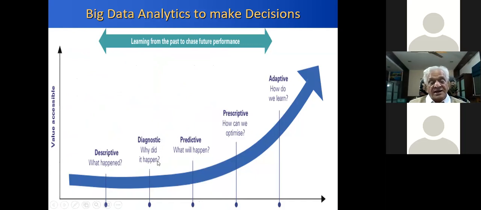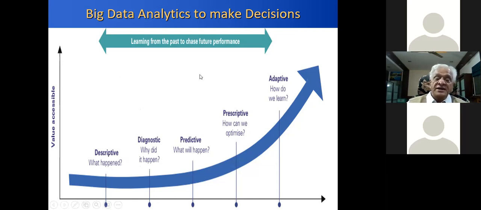This fellow has touched anybody, or how did he, is he eating wrong food, whatever the diagnostics, depending on the data. Predictive: what is going to happen if you don't do the surgery? It's going to then be a heart attack or whatever. And prescriptive: how can we optimize all these things? And adaptive: how do we learn from this for the future?